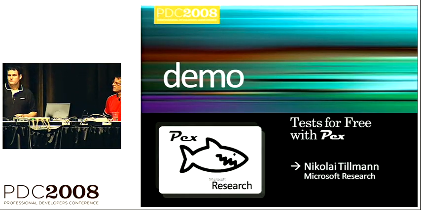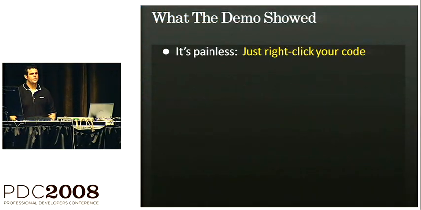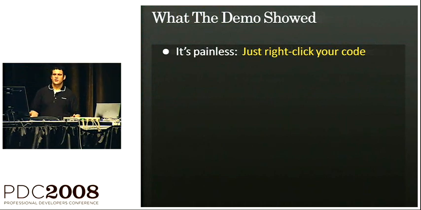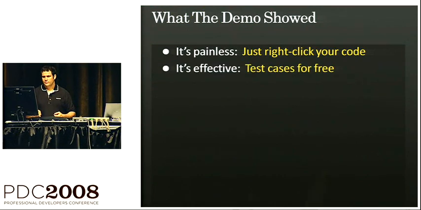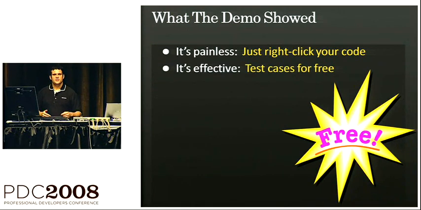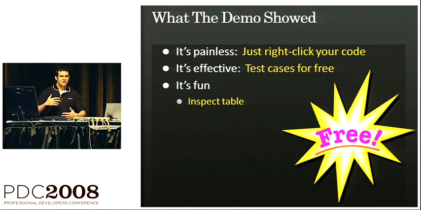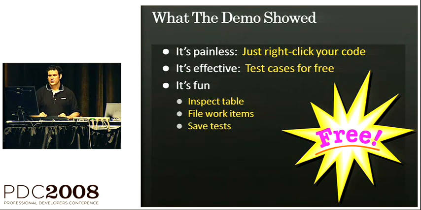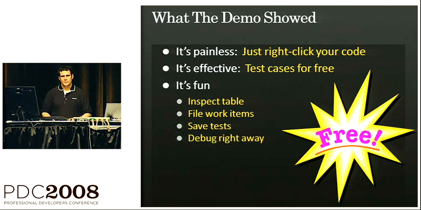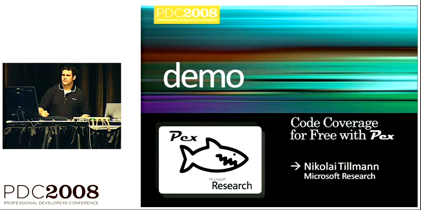That's very good. So what I just showed you is it's very easy to get started. You just right-click in the code, point on a method, and PEX will explore it, bring it to life. And as a result, you get test cases. And all you had to do is click. And so there are all these different components to it. It's a whole new environment to test code. You get the table to look at. You can file work items and emails right there from the bug. Or you can save it and debug it. Okay, next demo.